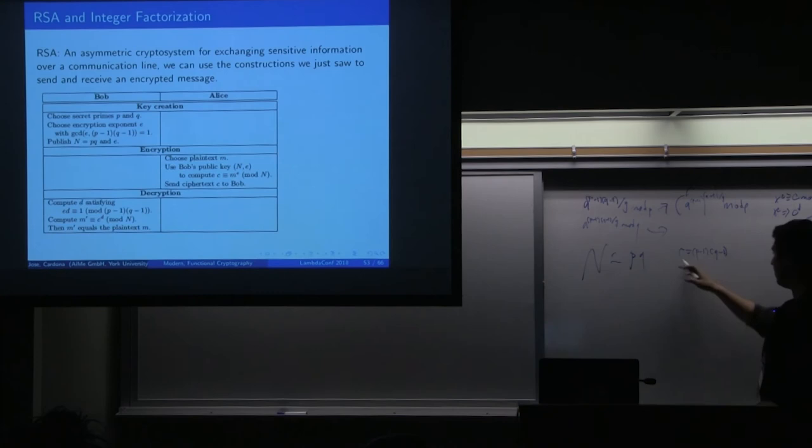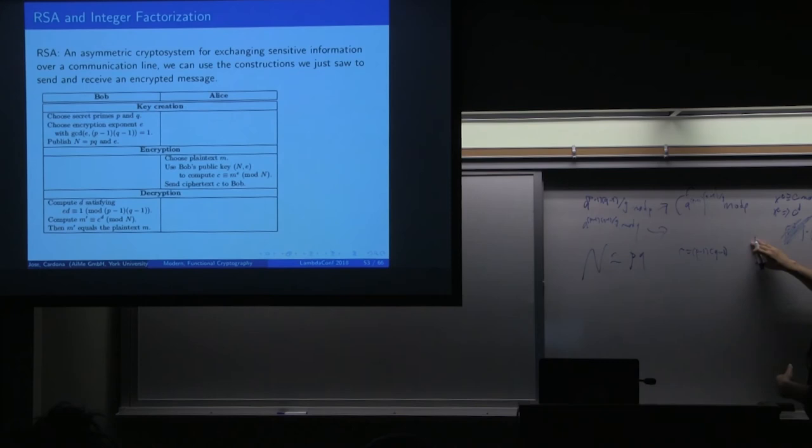So R is (P minus 1)(Q minus 1). Essentially, we want to pick an E such that it has an inverse mod (P minus 1)(Q minus 1). So we want E times D to be congruent to 1 mod R. And RSA is simply this.